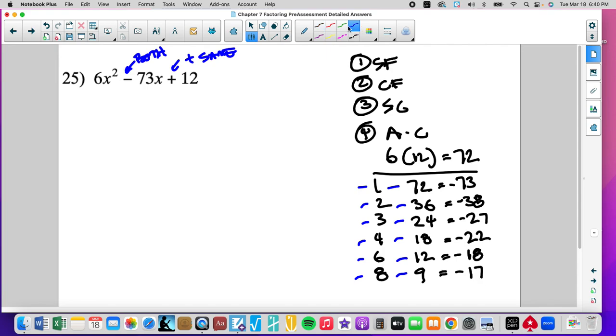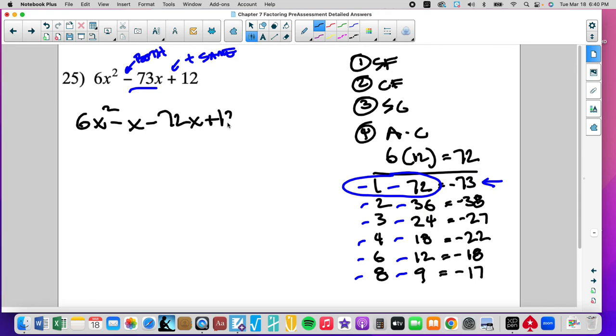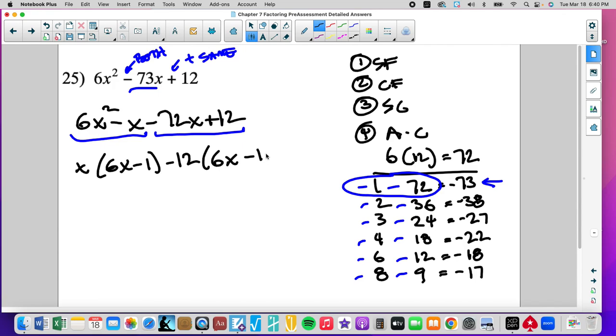Oh, negative 73. We're way up the top here. Negative 1 and negative 72. 6x squared minus x minus 72x plus 12. Factor out an x, 6x minus 1. Factor out a negative 12. You get 6x minus 1. Oh boy, that's a good one too. 6x minus 1, x minus 12.